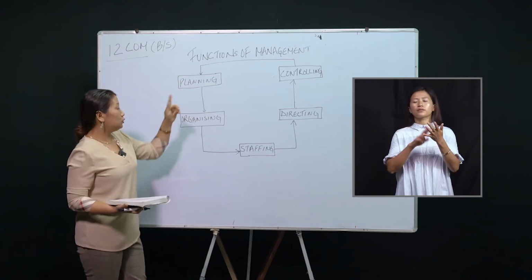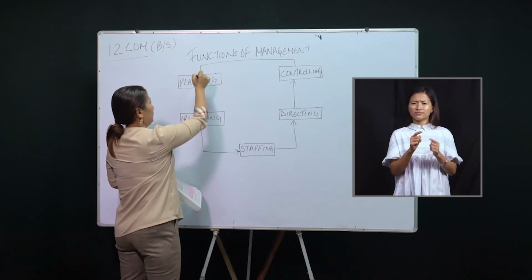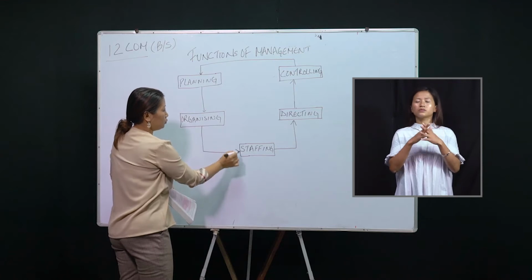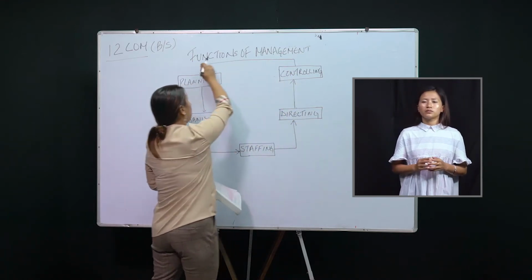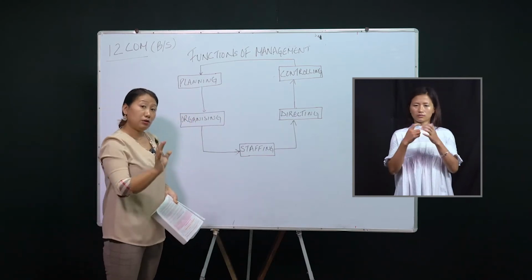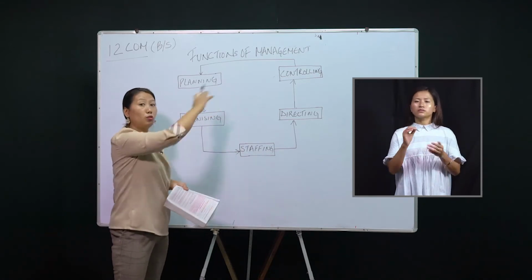Now, you see on the board the arrow mark. Planning, then the arrow is directed towards organizing, staffing, directing and controlling, then again planning. So what does this arrow signify? This arrow signifies that the functions of management keep on going.